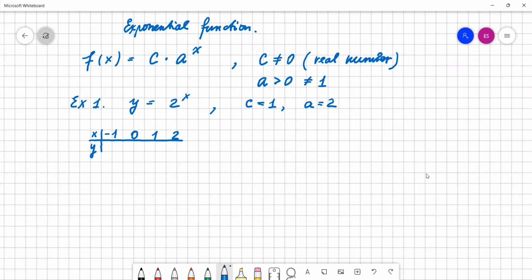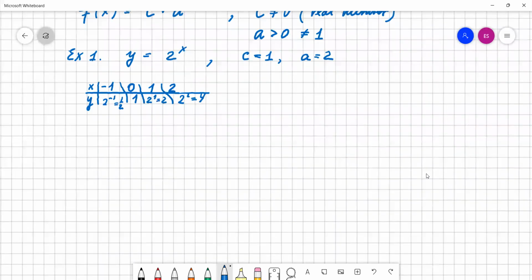So 2 to the negative 1 is equal to 1 over 2, right? 2 to the power of 0, we just remember that it always equals 1. 2 to the power of 1 is just 2, and 2 to the power of 2 is 4, right? I'm a little bit scrambling the position of the values, but I just want to do the calculations. So now I'm going to graph the points I just calculated. Sorry, my straight line is not exactly straight.